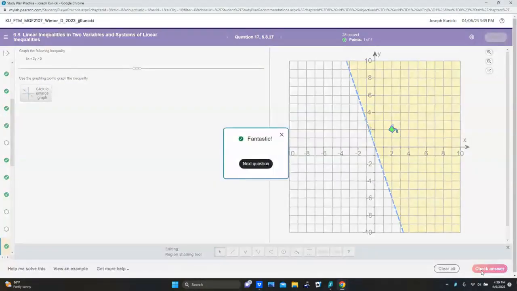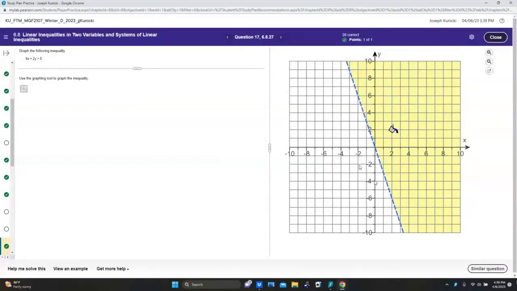Okay. Any test point would have worked, just so you know. If I would have gone on this side, let's say (-2, -2), then I would have had -12 minus 4, which is -16, greater than 0. That would have been false. So I would have highlighted the opposite side like we did. So it doesn't matter which one you pick, you'll get the true answer if you make your substitution correctly.